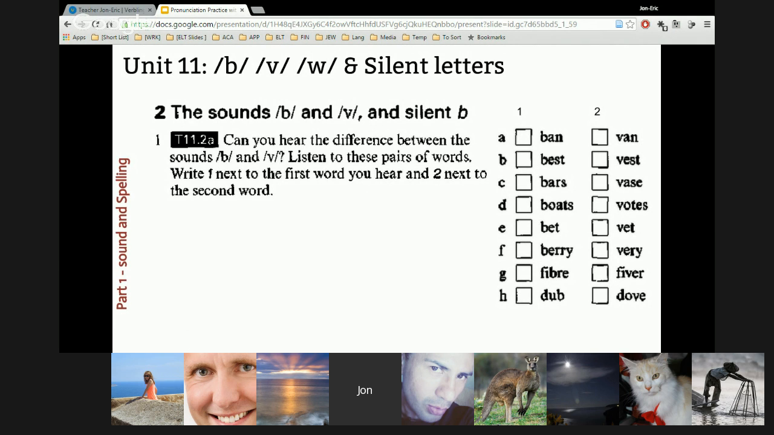Okay, Christian, what about G21? Fiber. Okay, very clear. Fiber and fiber. All right. I think I missed Julieta. Julieta, H12. Dub, dove. Okay. Again, you gotta stretch it out. Dove. Dove. You gotta stretch it out more. I can't hear the V. I hear dove, dove. I want to hear dub, dove.